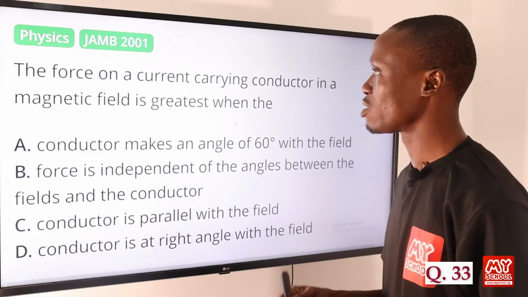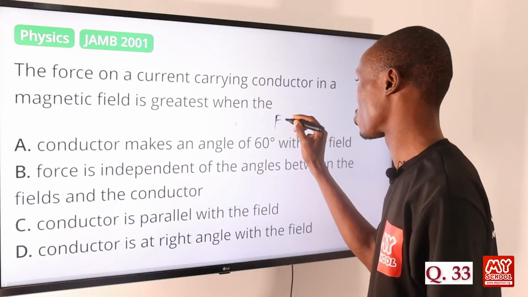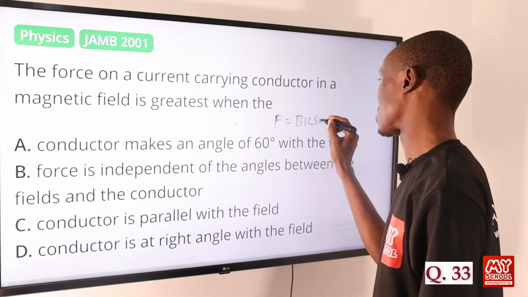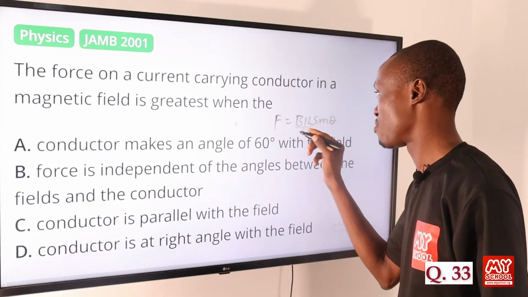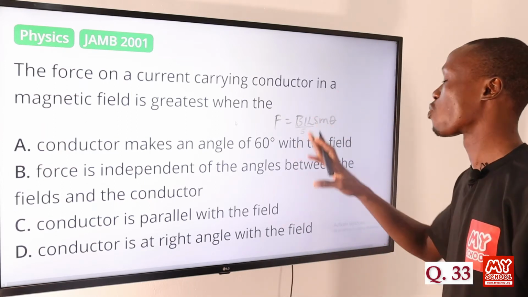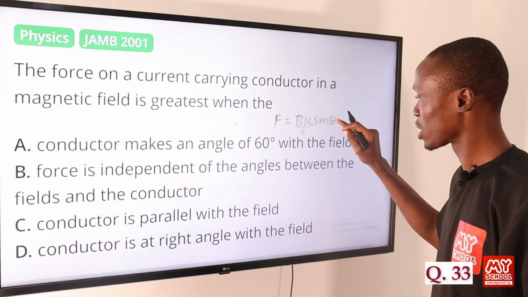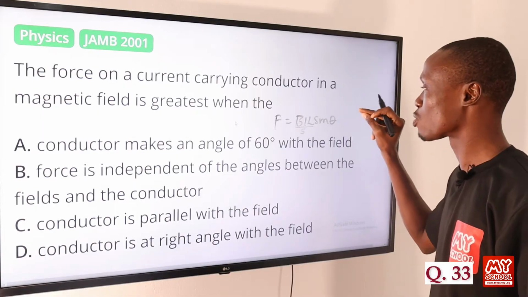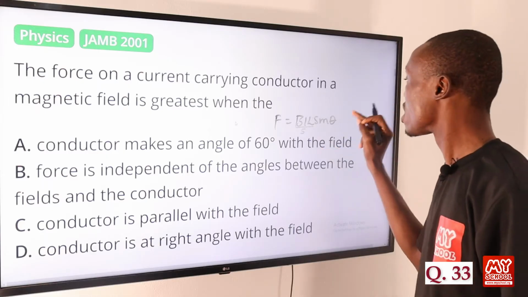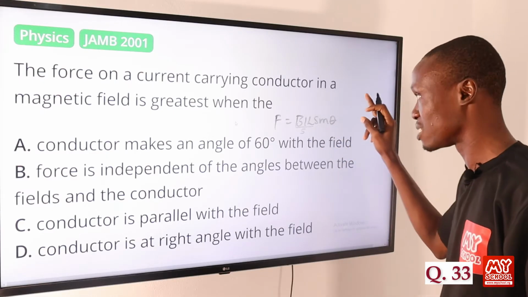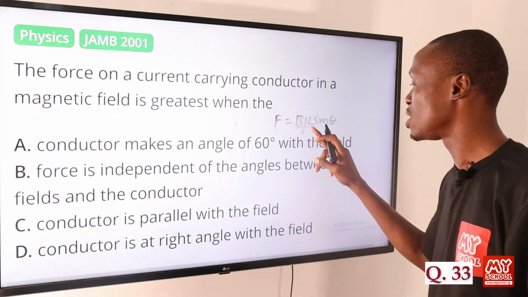Okay, so going by this formula, the force on a current carrying conductor in a magnetic field is given as F is equal to BIL sine theta. Let's assume that these three variables multiplied together are equal to 5. Now, if we have any angle here that is less than 90 degrees, the sine of that angle is going to be less than 1. But if theta is equal to 90, then the sine of that 90 degrees will be equal to 1. So at that point, we are going to have the maximum value.